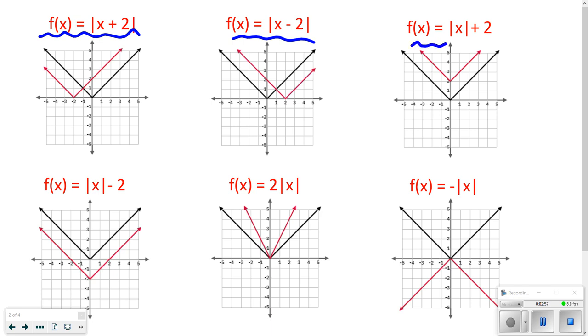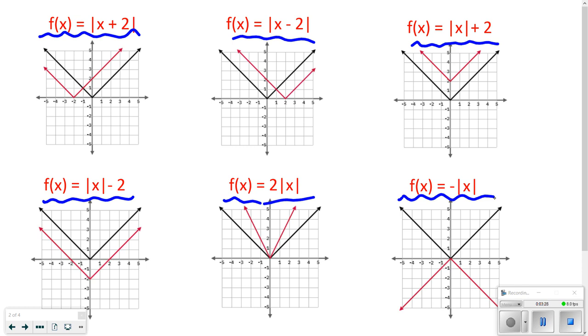When we have a +2 outside, it makes it go up 2 units. When we have a -2 outside, it makes it go down 2 units. When we have a 2 in front of our absolute value bar, it makes the line steeper on each side. And when we have a negative in front of that absolute value bar, we have a reflection over the x-axis. Now, I'm very quickly running through these because you have seen all of these transformations in Algebra 1.